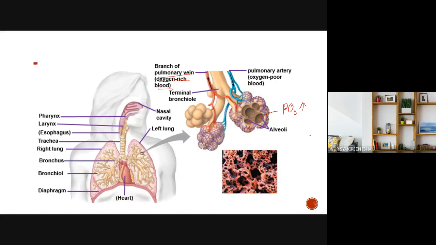Okay, so oxygen-rich blood will enter the pulmonary vein to enter the left side of the heart, the left atrium and then the left ventricle. Okay, from the left ventricle throughout the body through the systemic circuit.